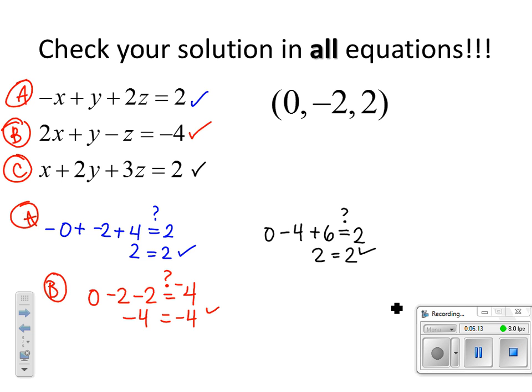So now that it works in all three equations, I would say that is the ordered triple that works for the 3x3 system. And that is how you solve a 3x3.